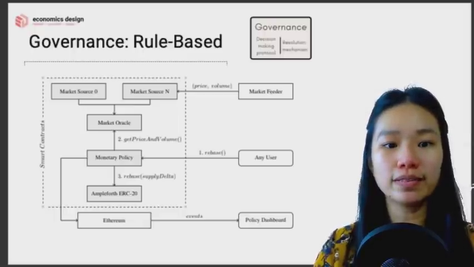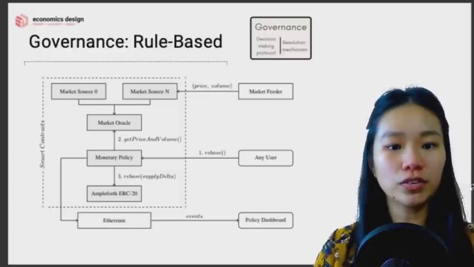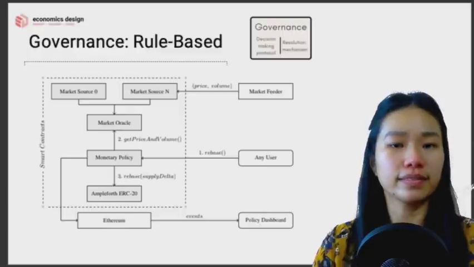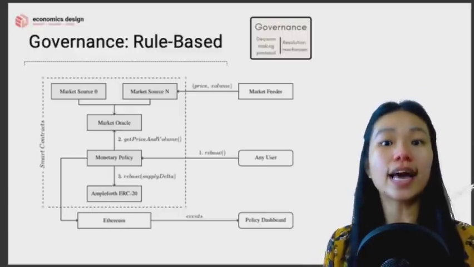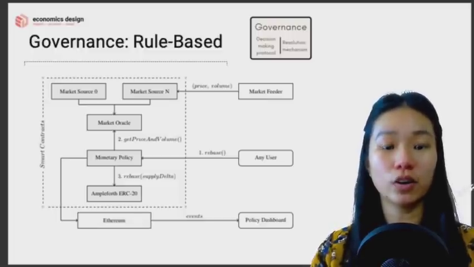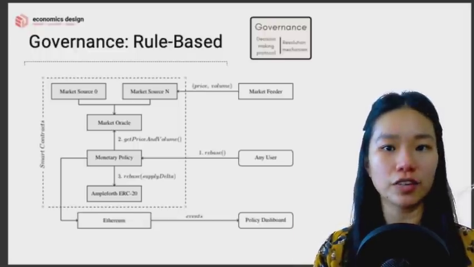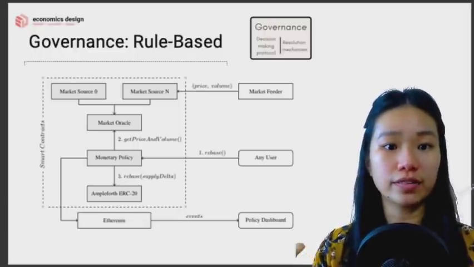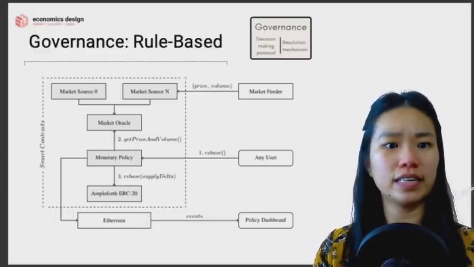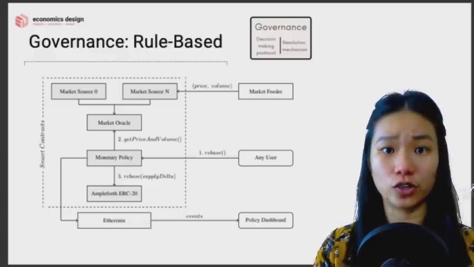So when it rebases, it will affect any user that owns the token. And the monetary policy is executed on Ethereum, because this is an ERC20 token. The underlying layer 1 blockchain platform is Ethereum. That's why the monetary policy, the whole smart contract execution, is all based on Ethereum. So this is basically the governance model. It's quite simple, straight to the point, not a lot of complications, and easy to execute.